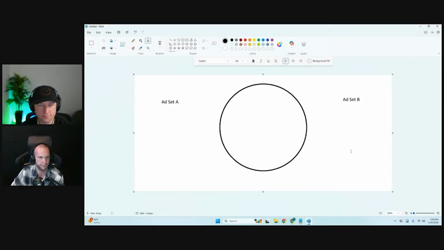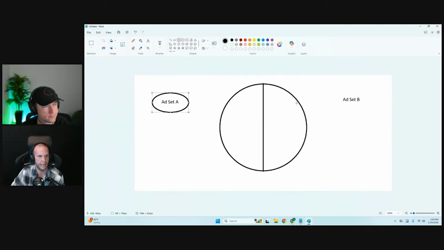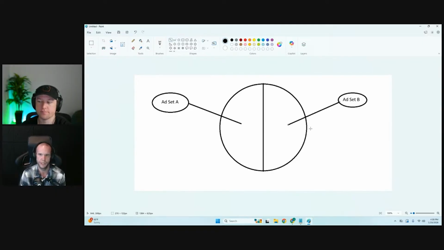According to Meta, you can split this traffic 50-50 and have ad set A and ad set B go after different users inside of those audiences by creating different ads. The issue, though, is the ads have to be so uniquely different that ad set B can't go into ad set A, and ad set A cannot go into ad set B.